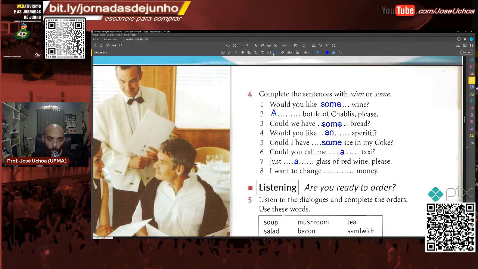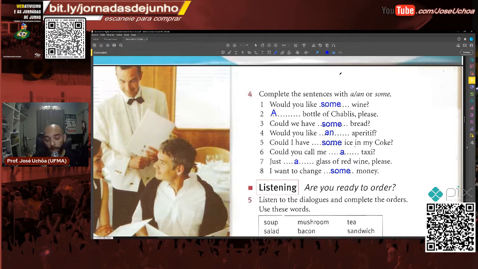Okay, money is a word that always stays in the singular because it's uncountable. So if it's uncountable, the only option I have is the word some, okay? So I want to change some money. Even if he said dollars, if I don't want to be specific about the quantity, I could use the word some. I need to change some dollars. I don't want to say how many dollars, okay? But anyway, it is important for you to understand the concept of countable and uncountable.